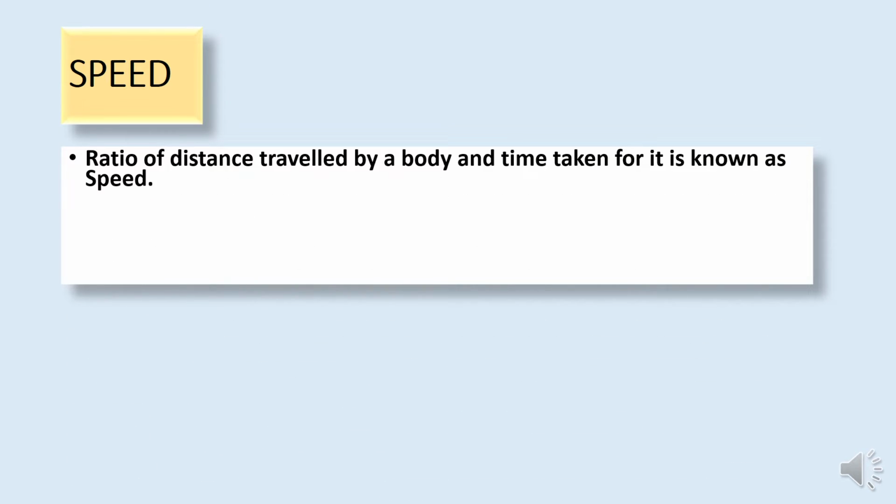When a body travels a certain distance, it also takes some time to cover that distance. So distance upon time is equal to speed. The ratio of distance traveled by a body and the time taken for it is known as speed.